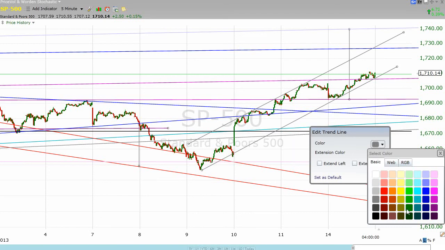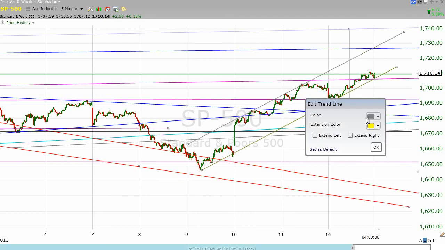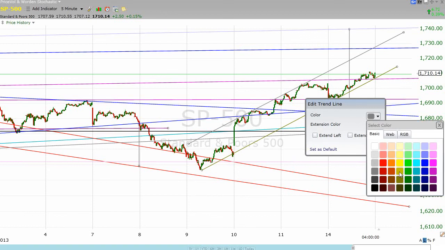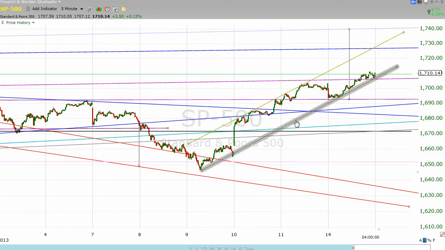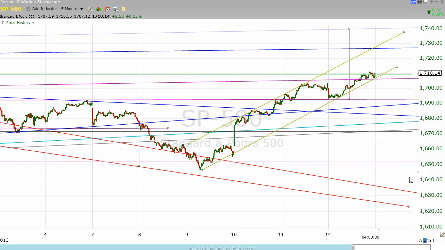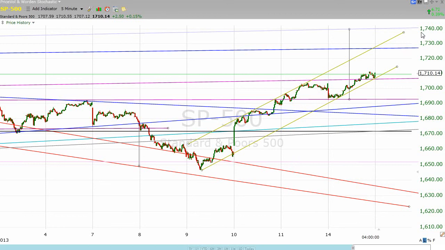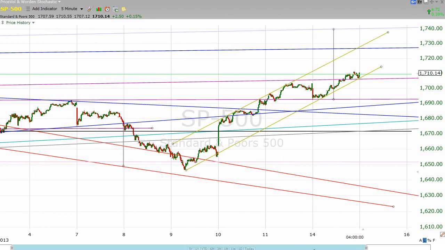And with that in mind, I'm going to make these kind of that mustard color. Let me change this one, make it a little lighter. And let's see if we can make this a 1740 target here coming up in the latter part of this week. If we get some good news out of Washington, I think that's probably not going to be that tough to do.